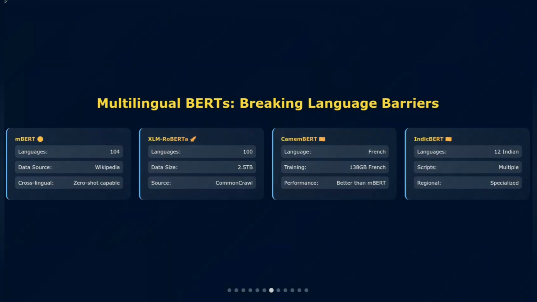What's fascinating about multilingual models is zero-shot transfer: performing well on languages never seen during fine-tuning. For instance, you can fine-tune mBERT on English question answering data, and it performs reasonably well on German questions without German training data. Cross-lingual alignment happens naturally through shared vocabulary and similar syntactic structures across languages. However, performance varies significantly. Closely related languages benefit more from transfer than distant language pairs.